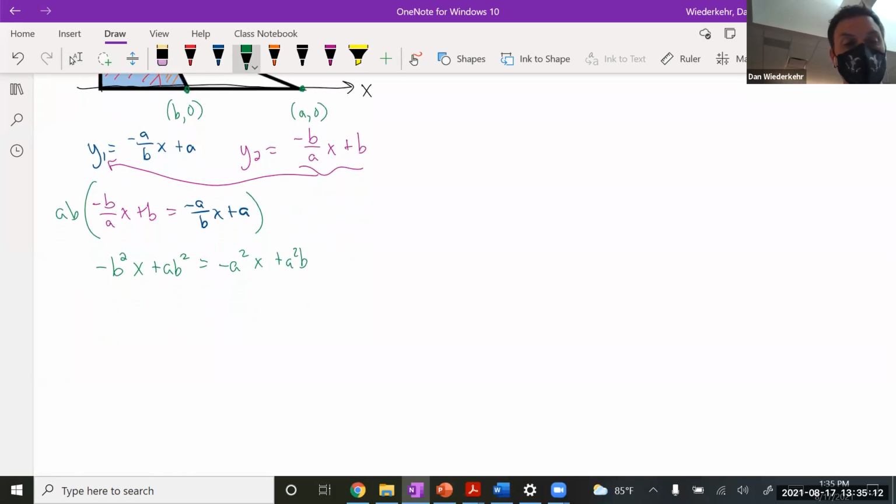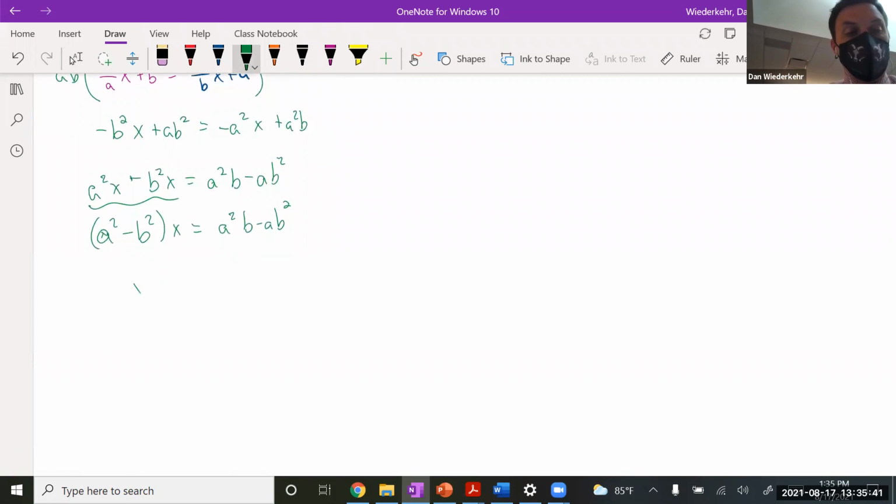Right. Now, let's get all of our x's together. So a squared x minus b squared x equals, and I'll move the ab squared to the other side as well. Okay. And if we factor this, we get the quantity a squared minus b squared times x. And this is equal to a squared b minus ab squared.